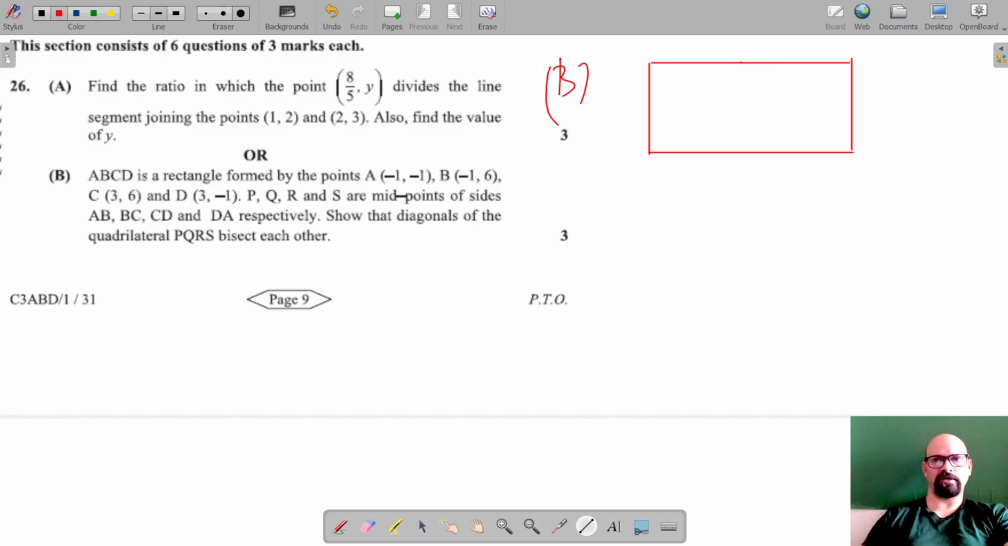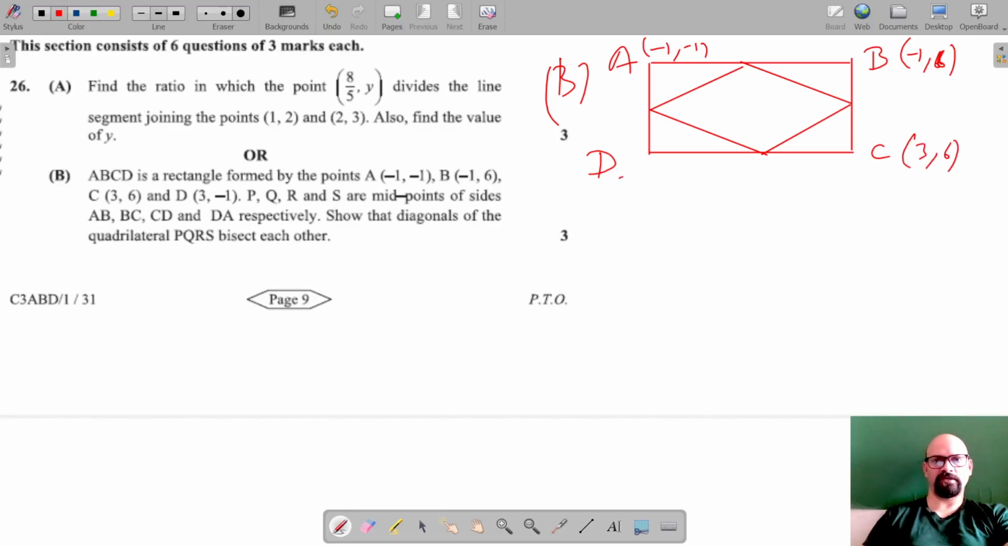We have to show that the diagonals of the quadrilateral PQRS bisect each other. So let's join the midpoints and label them. The coordinates of A, B, C, and D taken in order are: A is (-1, -1), B is (-1, 6), C is (3, 6), and D is (3, -1). P is the midpoint of AB, Q is the midpoint of BC, R is the midpoint of CD, and S is the midpoint of DA. These are the diagonals of PQRS.